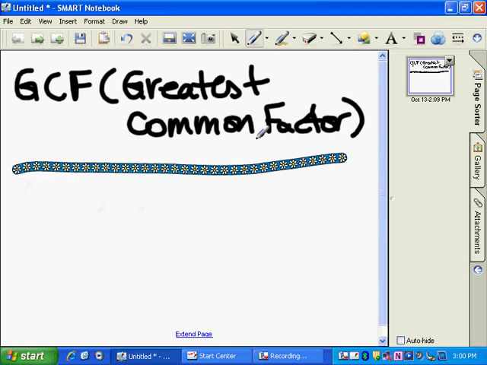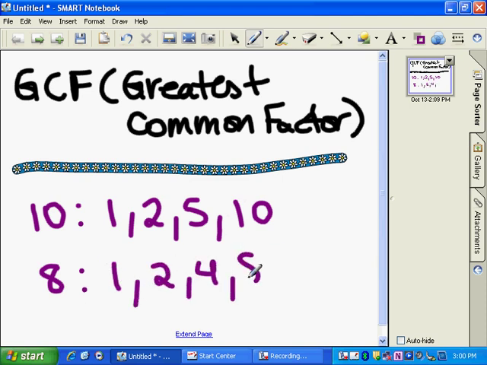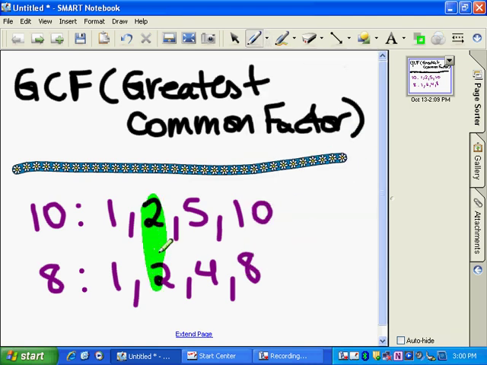GCF stands for greatest common factor. And greatest common factor is the largest factor that a pair of numbers has in common. So if we were talking about the numbers 10 and 8, I could list all the factors of 10, which are 1, 2, 5, and 10. And I can list the factors of 8, which are 1, 2, 4, and 8, and find the largest factor that they have in common. That is one way that I can find the greatest common factor.